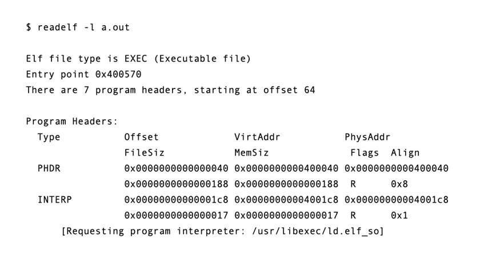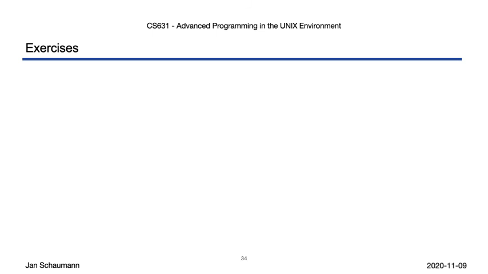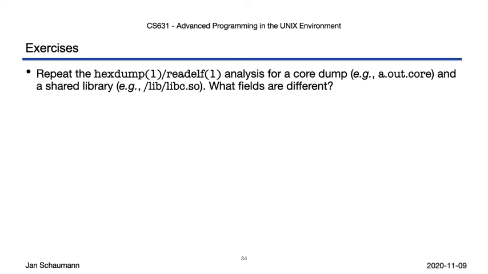7 program headers starting at offset 64, with a program interpreter to be found at offset 0x01c8, being /usr/libexec/ld-elf.so. Now, what that interpreter does will be the subject of our next video. For now, you've seen a fair bit about the structure of an ELF file and how this binary format can be inspected and understood. To get a better feel for working with a binary format like ELF, I recommend that you play around with the tools and consider a few of the example exercises shown here.